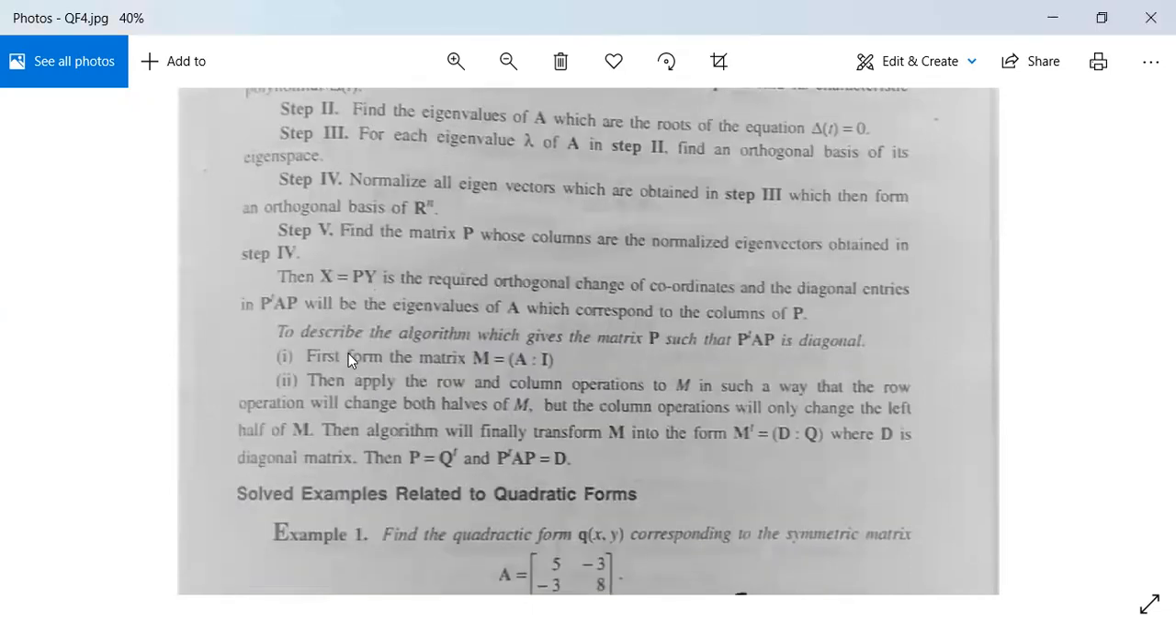To describe the algorithm which gives the matrix P such that P transpose AP is diagonal, see here, we will use this one. First form the matrix M is equal to [A I]. Here A is your matrix and I is your identity. Then apply row and column operations to M in such a way that the row operations change both halves of M, meaning row operations are applied on A and I both, but the column operations only change the left half of M, meaning column operations only on A, not on I.